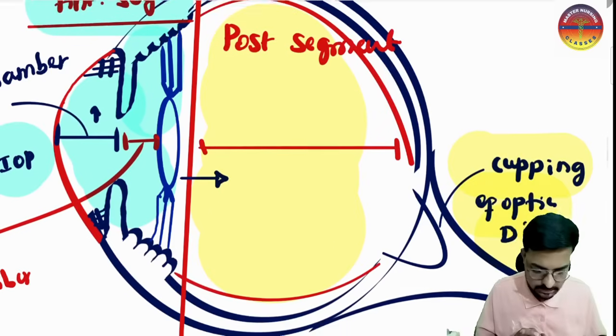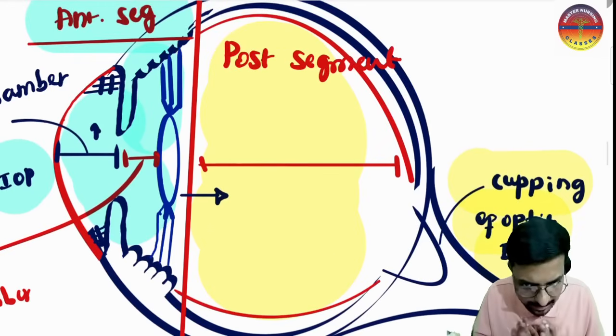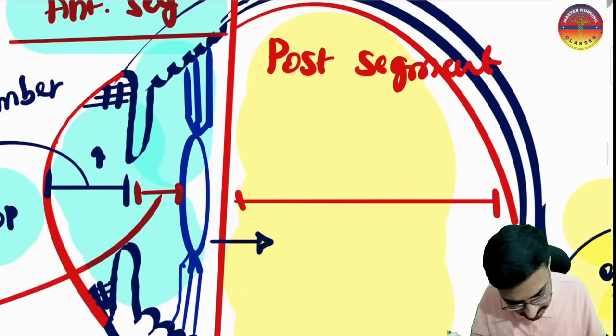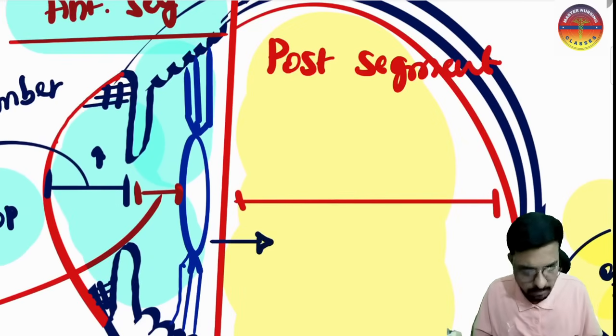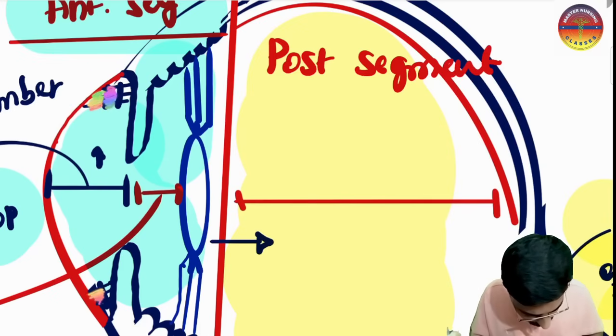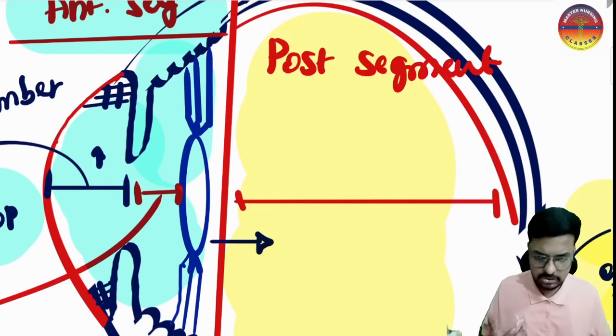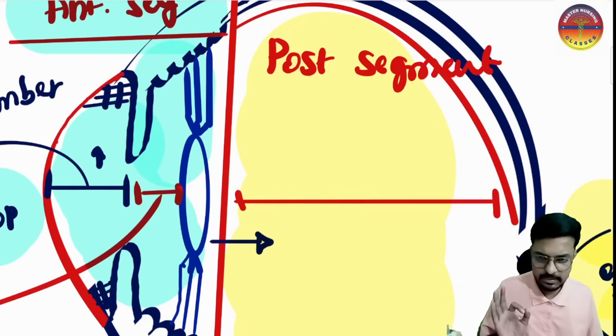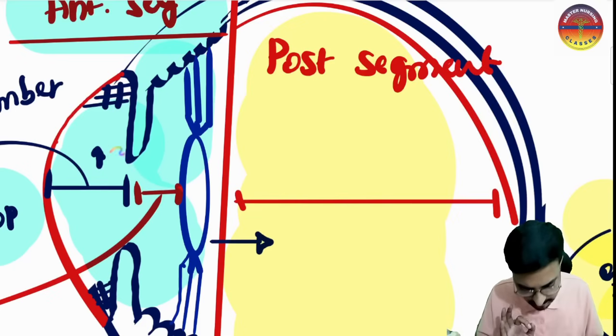Okay, yes, sir. So what happened in open angle glaucoma? In open angle glaucoma, this angle is open only. Which angle, sir? That is the angle between the iris and cornea. It is completely open, sir. But the problem is this trabecular meshwork may get completely or partially blocked due to the aging process or whatever the reason may be. Okay, yes, sir. So then what happens due to this? There is raised IOP.